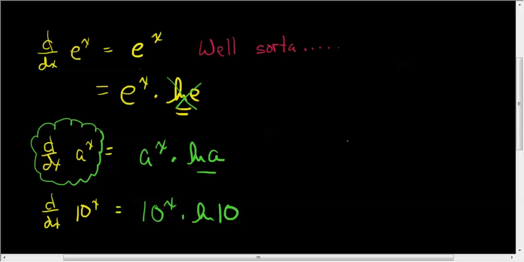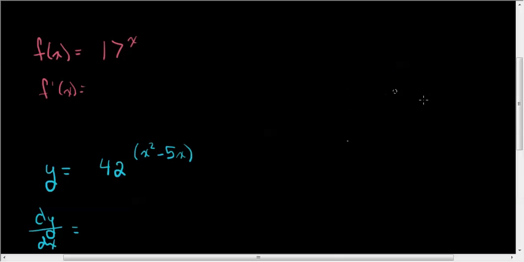All right, the proof of this comes from the chain rule, but we're not going to go through the proof of that today. We're just going to do some practice. All right. So what's the derivative of 17 to the x? If f of x is 17 raised to the x, what's f prime of x? Well, that's going to be 17 to the x times the natural log of 17, times that constant.